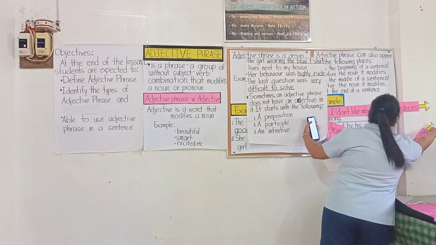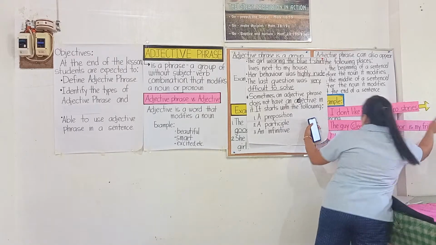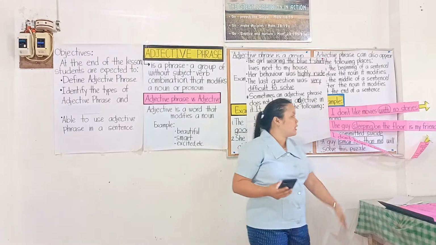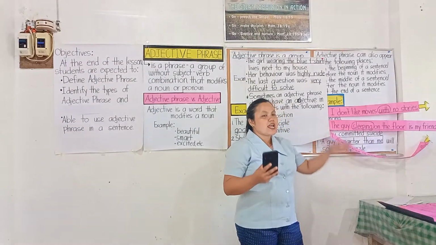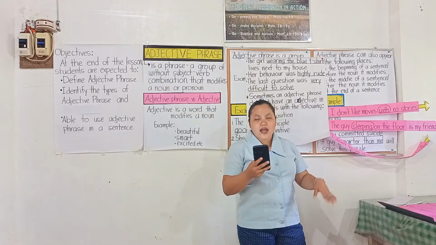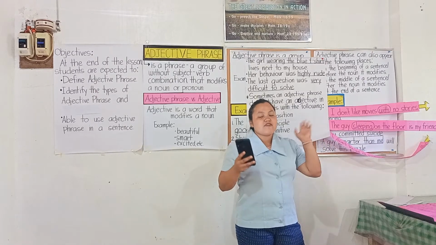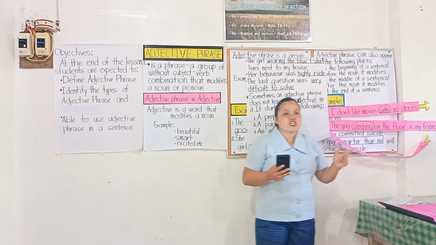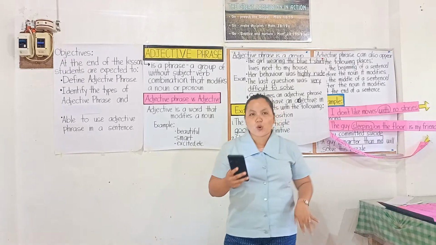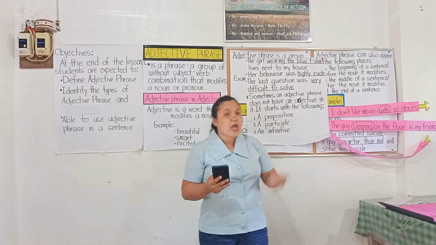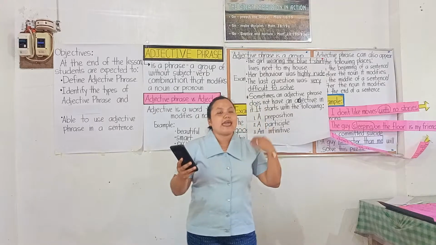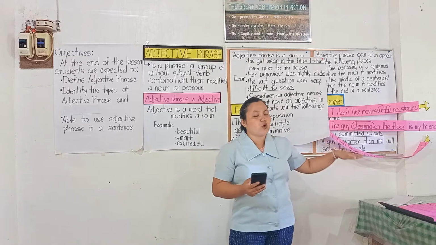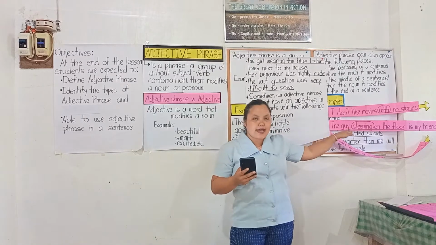Example. The guy sleeping on the floor is my friend. "Sleeping on the floor" is a participle phrase that starts with a participle, "sleeping," which is a present participle that works as an adjective. But since it's a phrase, again, it will be called an adjective phrase. And "sleeping on the floor" modifies the noun "guy."